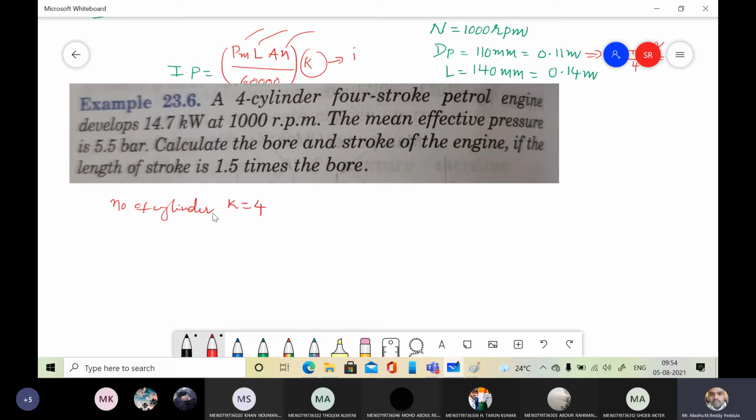So the number of cylinders, whatever it may be, I am assuming it as K. In some textbooks, they assume N is the number of cylinders. Need not worry about that. Anything is okay. Right. The number of cylinders is 4. It is a 4-stroke engine.